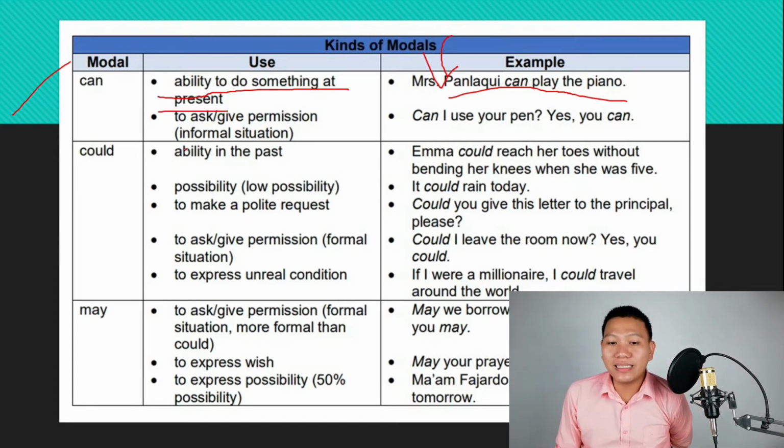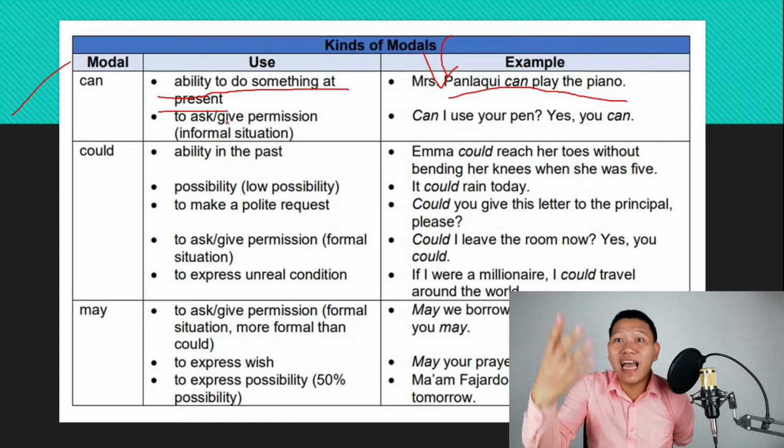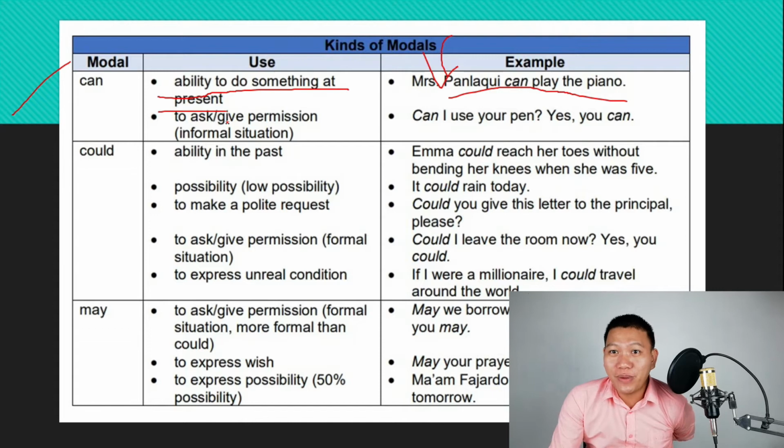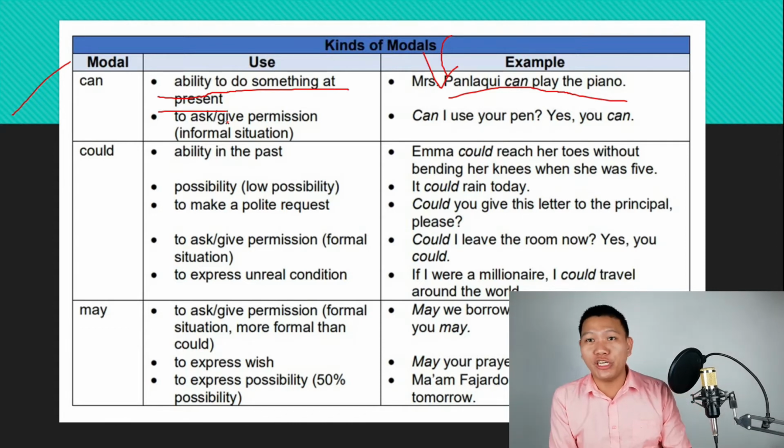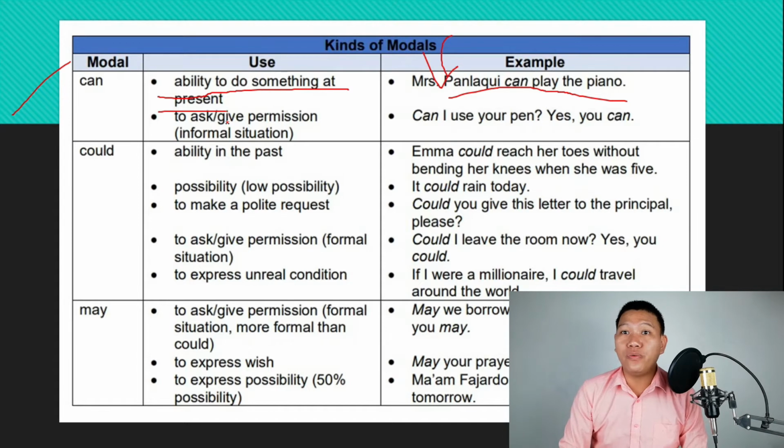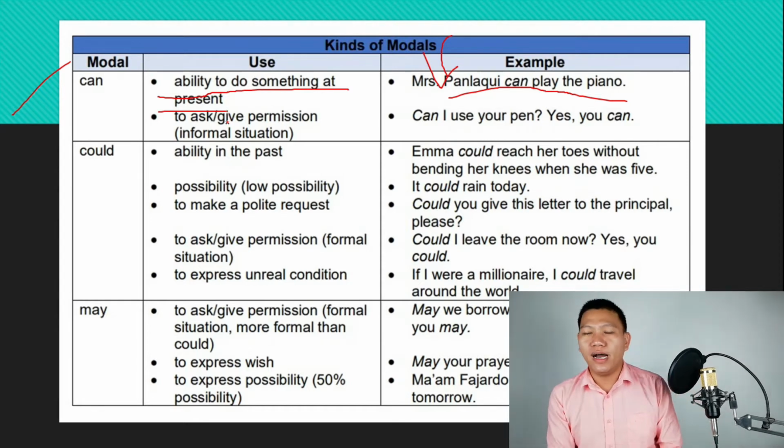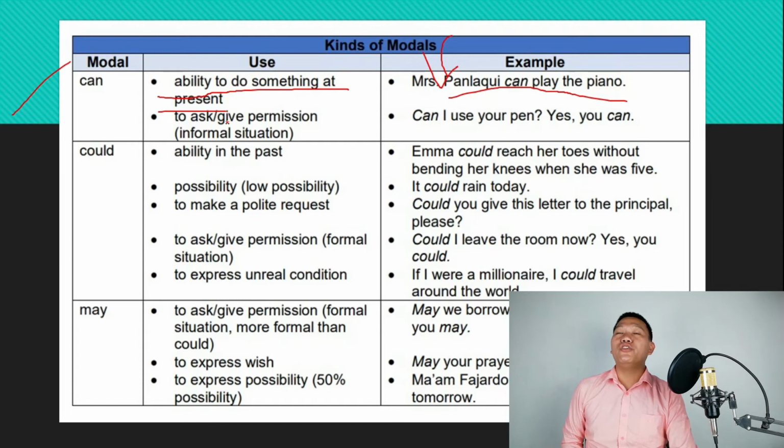Also, it is used to ask or give permission in an informal situation. I repeat, it is used in asking permission or giving permission in an informal situation. For example, if you are with your friend and you ask him or her, can I close the door now? Okay, that is very informal. However, there's a more formal modal verb use. Later on, you will find out. So example for this, can I use your pen? Yes, you can. Okay? Ability and asking for permission in an informal situation.